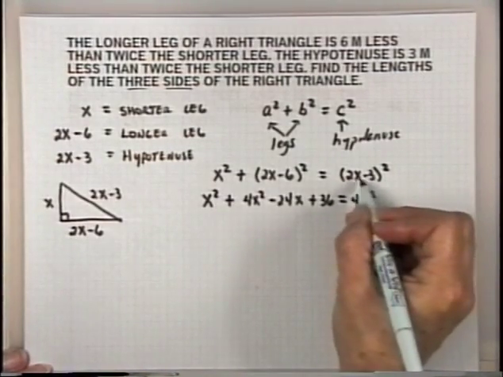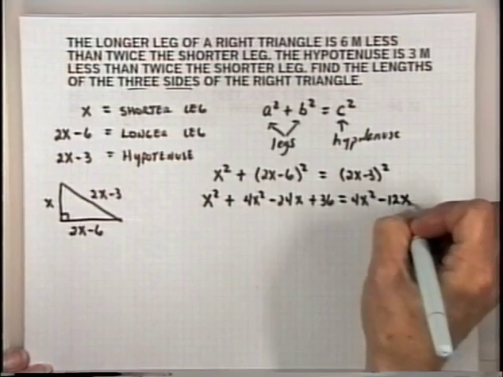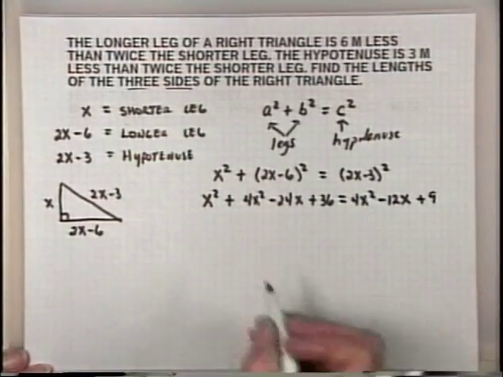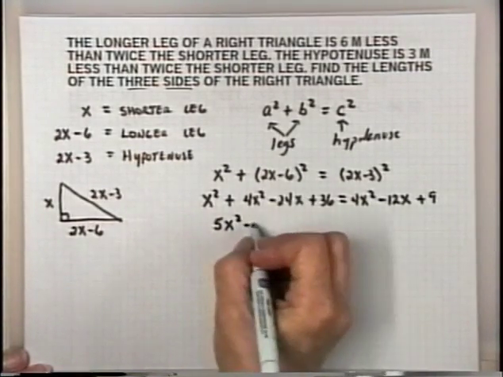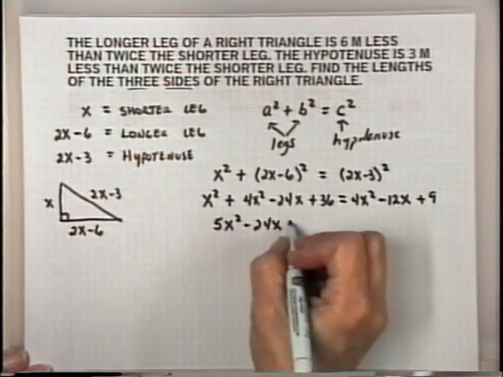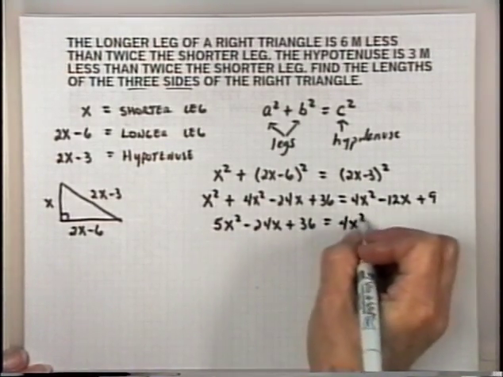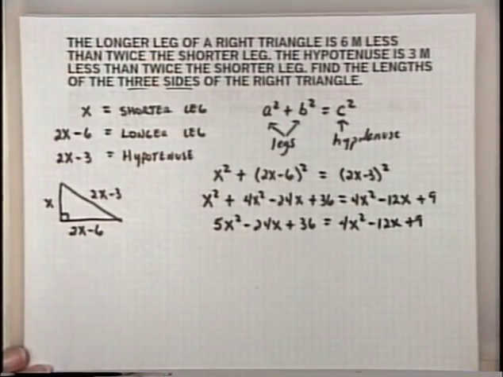Multiplying these two, I have negative 6x. If I double that, that's negative 12x. And squaring negative 3, I get a plus 9. On this side, I have 5x squared minus 24x plus 36 equals 4x squared minus 12x plus 9.